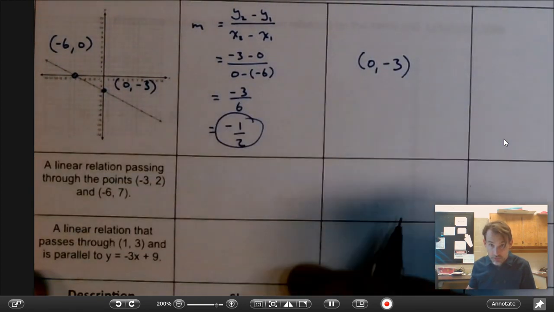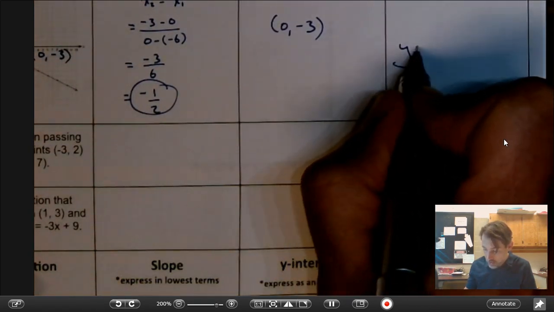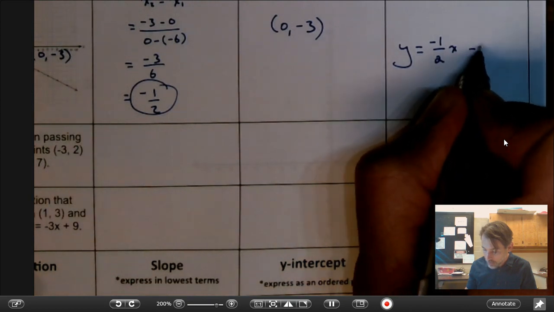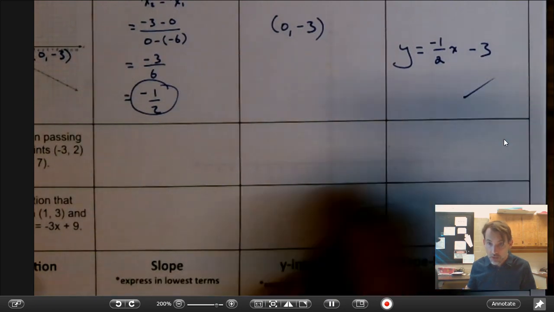It's right there. Just read it off the graph. And so I can take these two numbers and put them together into y is equal to negative 1/2 x minus 3. And that's in y equals mx plus b form. Correct for all the marbles.